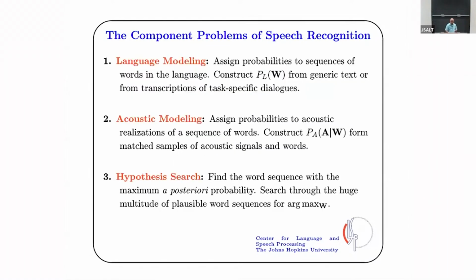So these are sort of the core component problems of speech recognition as they were recognized already back in the 80s. And by the way, they're still there today, right? We still work with them, even though some of these neural models seem to hide the details from you. By the end of today, you'll see that they're still there. So language modeling, as I just said, assigns probability to sequences of words. How do you construct it?